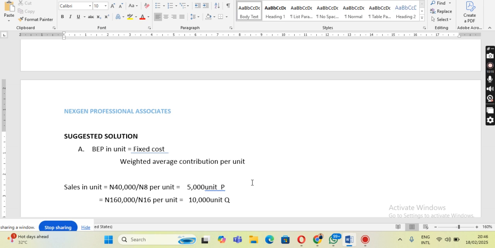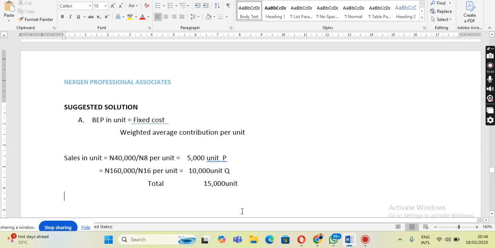This is now the total. Class, what is the total? The total is 15,000 units, right? That is the total. The weightage that you want to calculate, the mix that you want to calculate, what would be the ratio of product P in this total? That is the mix we were talking about. Product P is 5,000 units, so the mix will be 5,000 divided by 15,000.